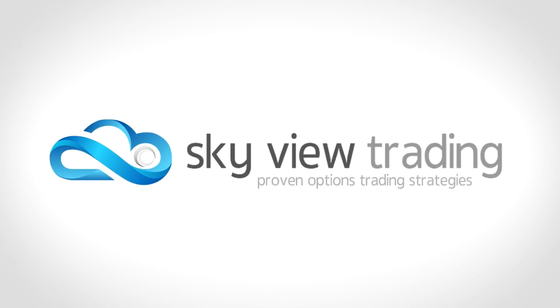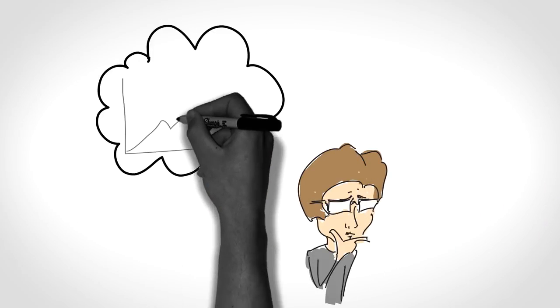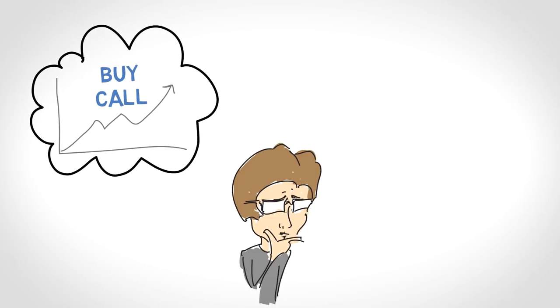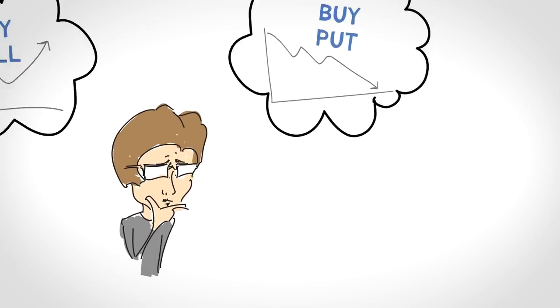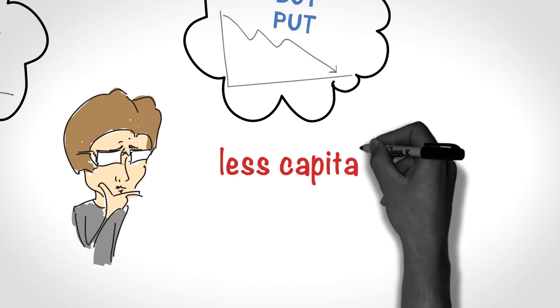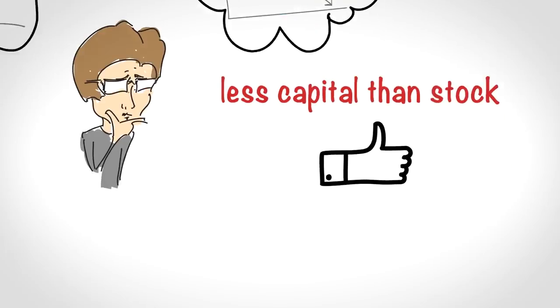Most option traders start out buying options because it's simplest to understand. If you think Facebook stock will go up, you could buy a call, and if you think Facebook stock will go down, you could buy a put. This sounds great because you can trade the options with much less capital than if you were to simply trade the stock. Let me show you an example.